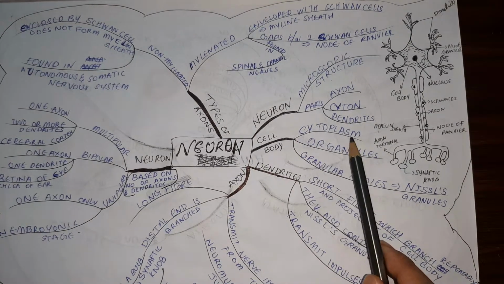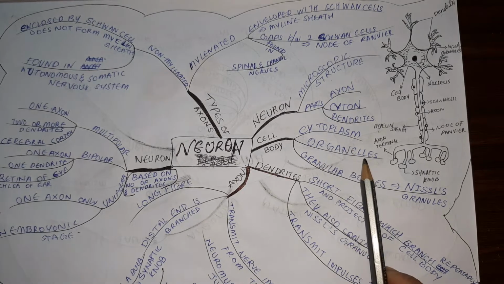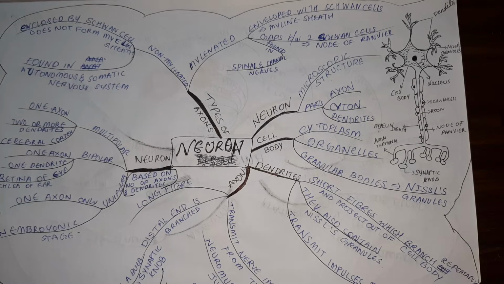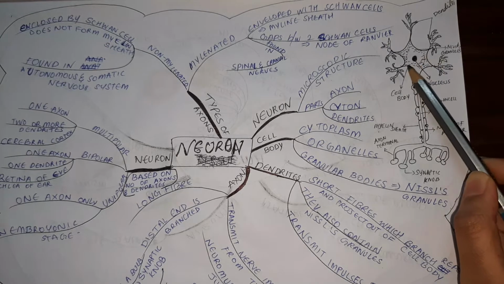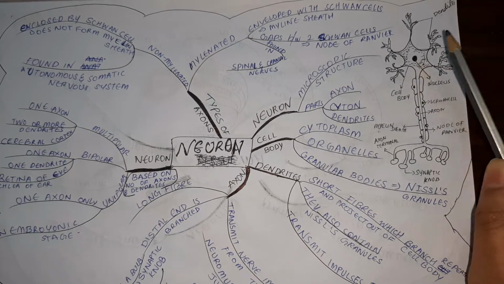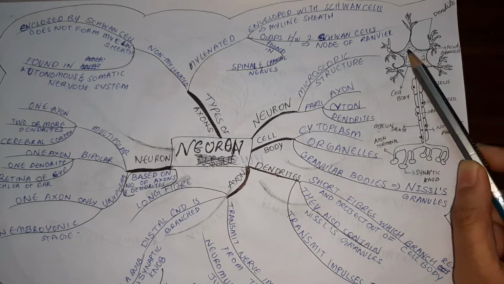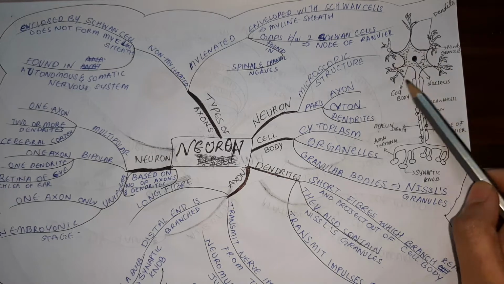Cell body or cyton contains cytoplasm, organelles, and granular bodies known as Nissl's granules. So you can see these small things here, they are the Nissl's granules, and it also contains organelles such as the nucleus, and it also has a cytoplasm. So these are the parts of the cell body.